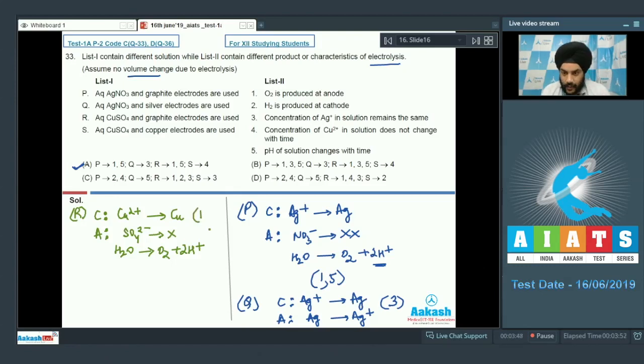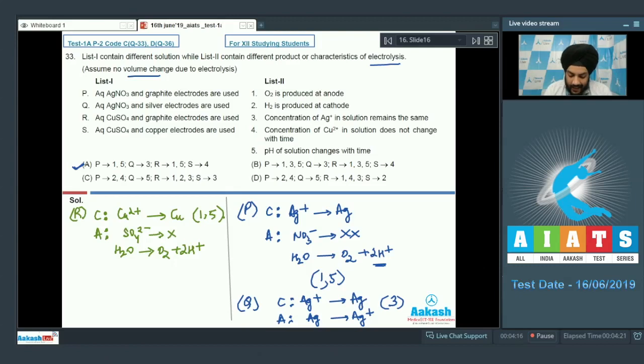H2 is produced at cathode. This will not be a match. Concentration of Ag plus, the option 3 is not relevant. If you look at option 4, concentration of Cu2 plus in solution does not change with time. This is incorrect, students. This will not be a match. And pH of the solution changes with time. So this will be matched with 1, 5.